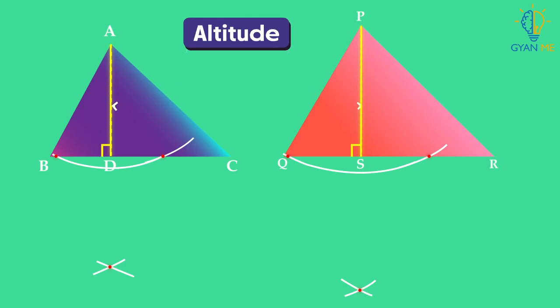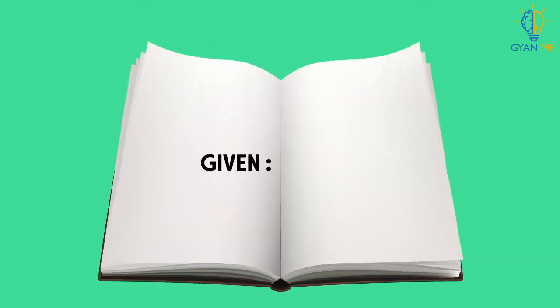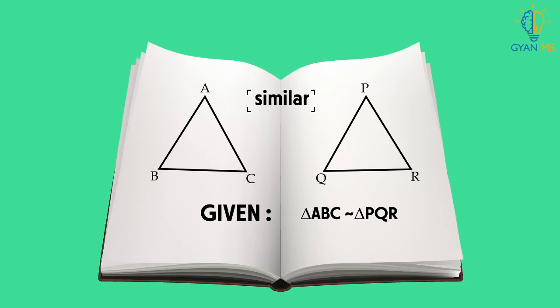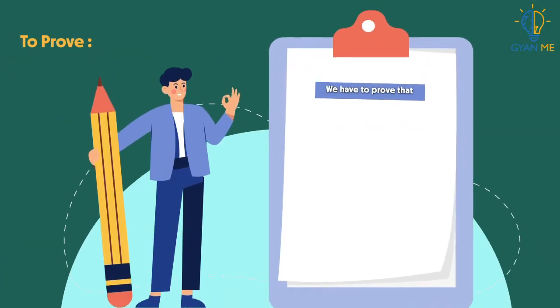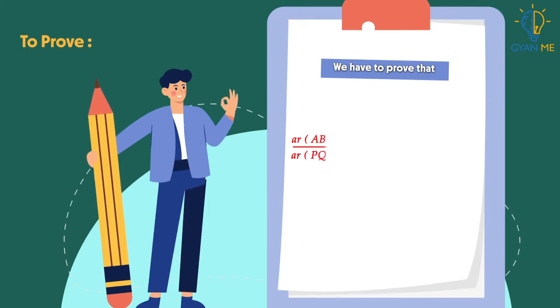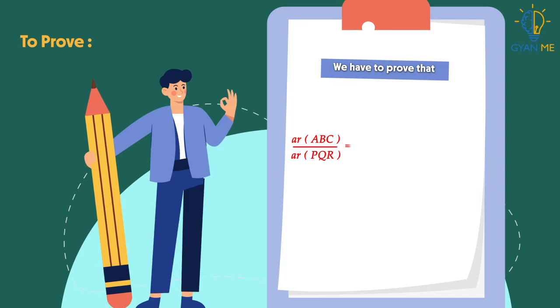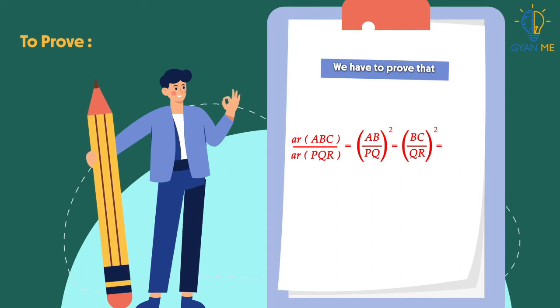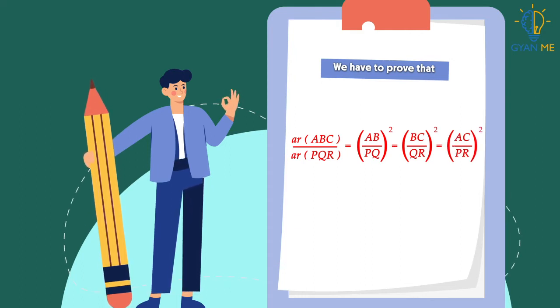So let us write down what we are given and what we have to prove. We are given that two triangles ABC and PQR are similar. We have to prove that the ratio of area of triangle ABC and triangle PQR is equal to the square of the ratios of AB upon PQ, BC upon QR and AC upon PR.